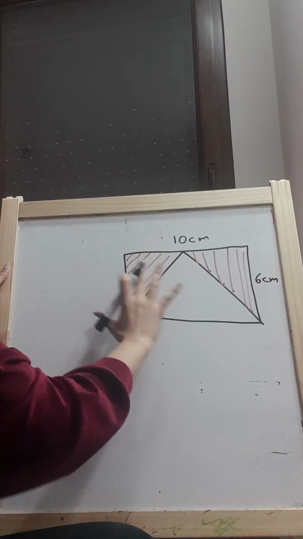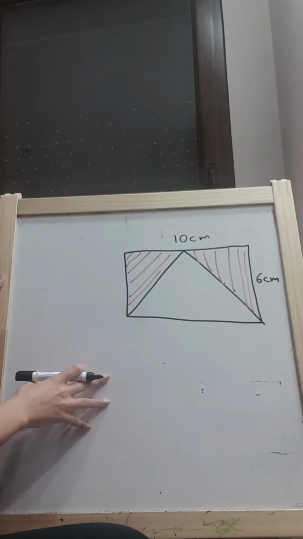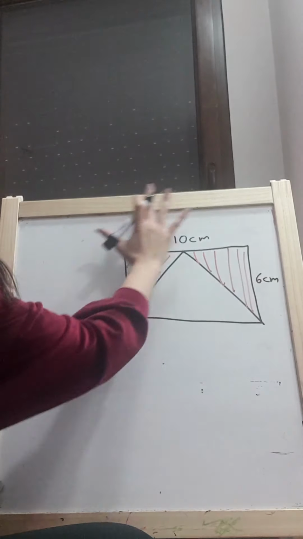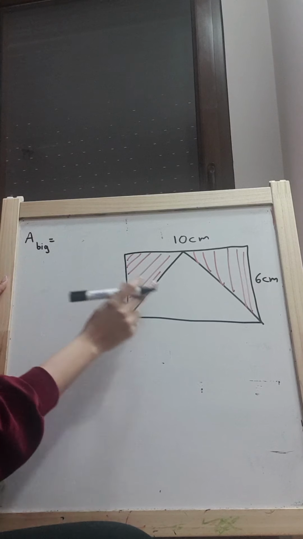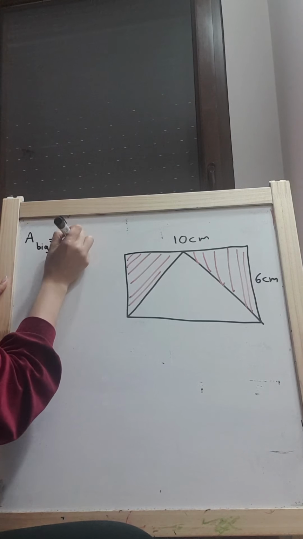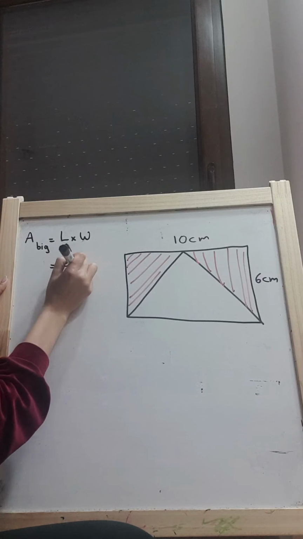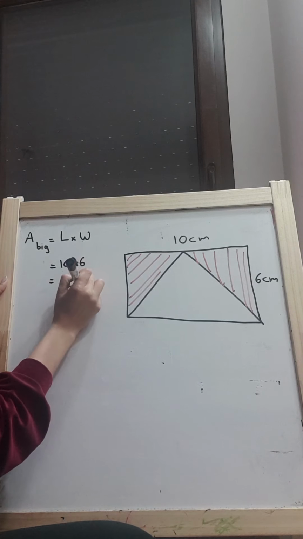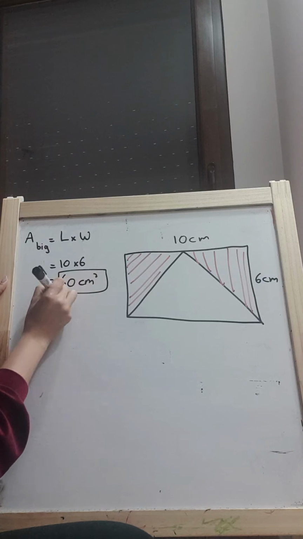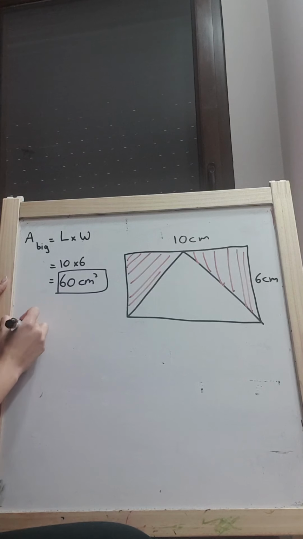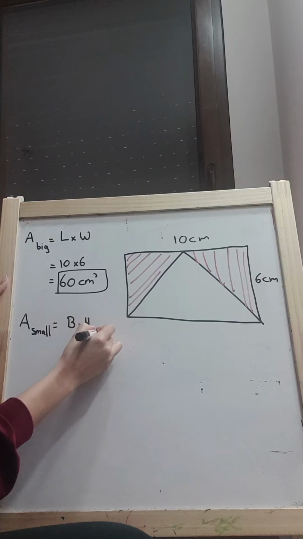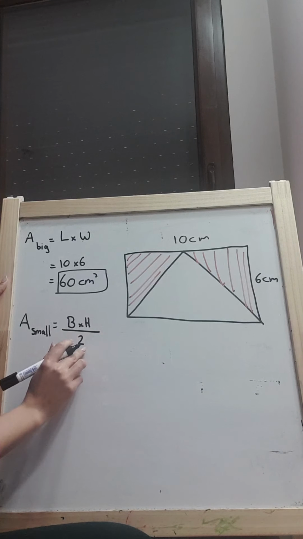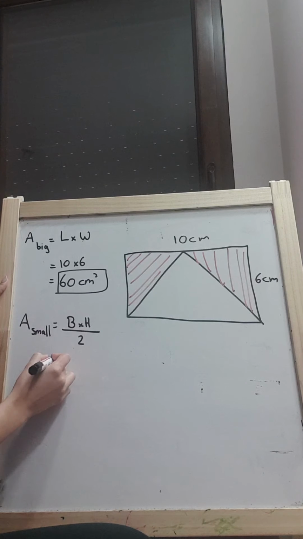If I want to find the shaded area, first of all, I need to find the area of the big shape. But let's say area big. What is the shape? It's a rectangle. So length times width, which is 10 times 6, which is 60 centimeters squared. Now this is the area of the small, which is the triangle. What is the rule? Base times height divided by 2. Please don't forget to divide by 2. It's a very common mistake.